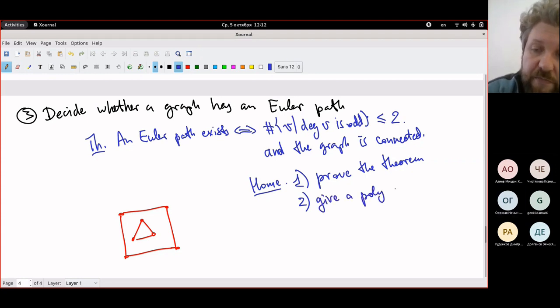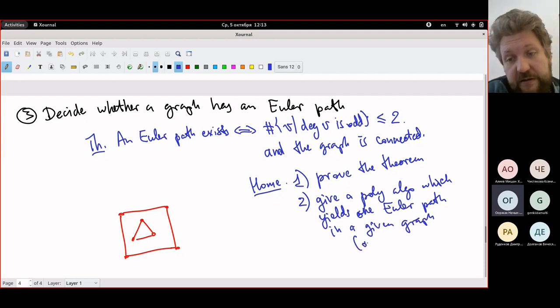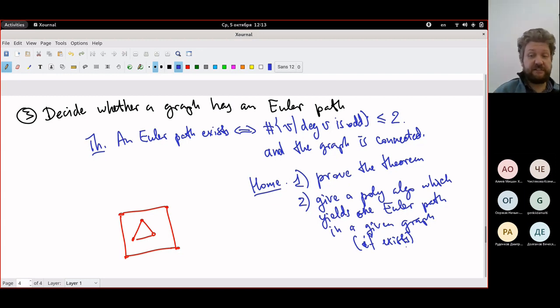a polynomial algorithm which yields one Euler path in a given graph. So the algorithm should not only say whether the path exists, but also yield one, if it exists. Otherwise, it says no. So it can check this condition, of course, but then the problem is to yield at least one such path.